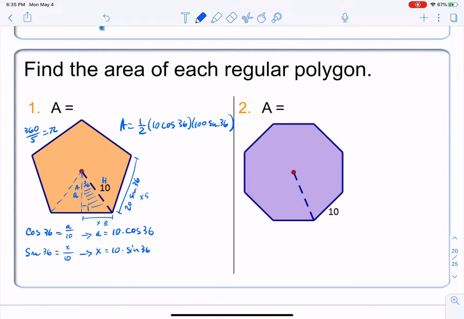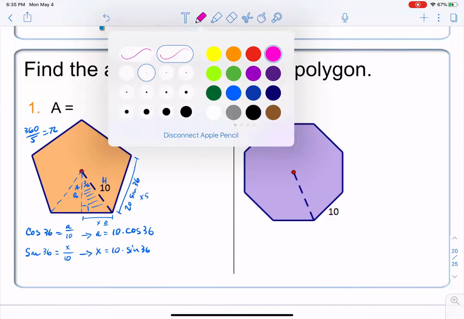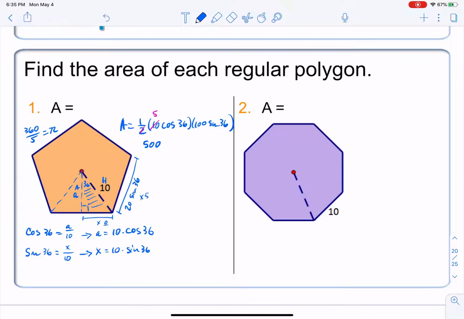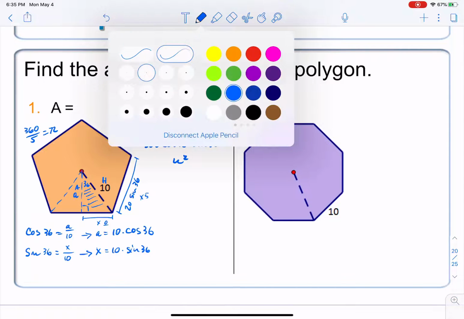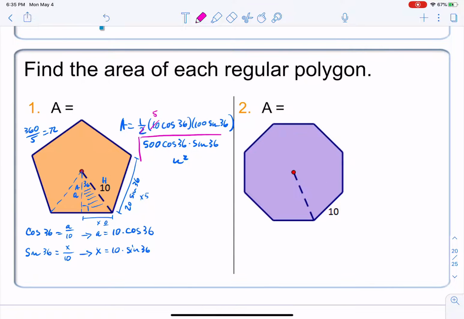All right, and then maybe what I do to clean this thing up is change colors and take half of this 10 here and make that 5. 5 times 100 is 500 times the cosine of 36 times the sine of 36. And you can leave it like that. There's nothing wrong with that answer. It doesn't say that we had to get an approximate answer.